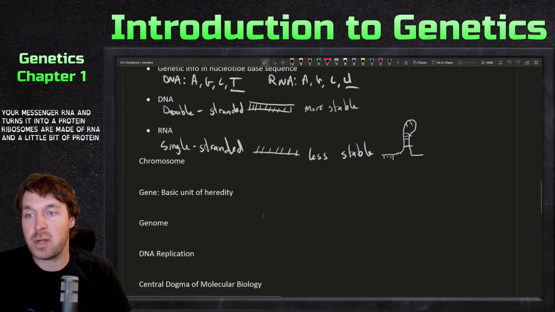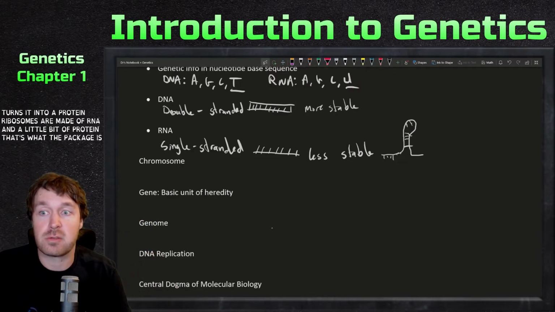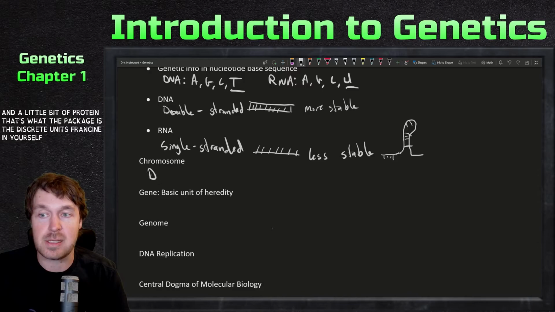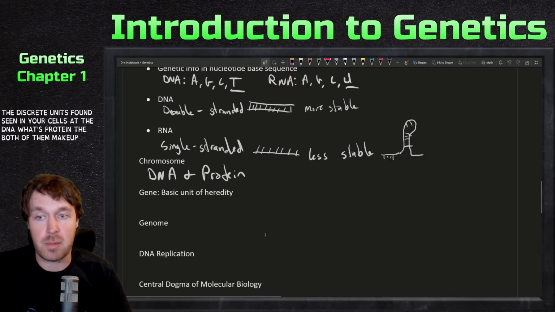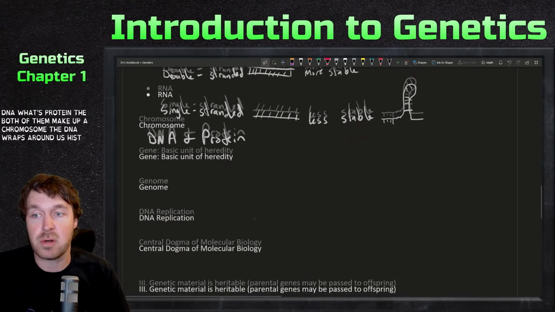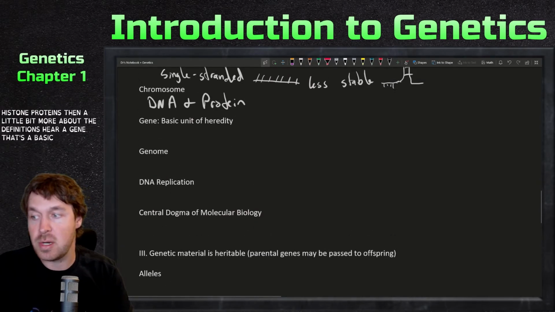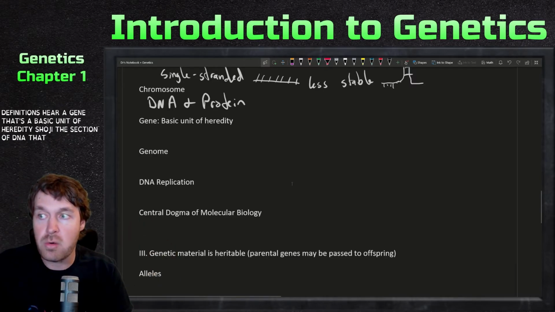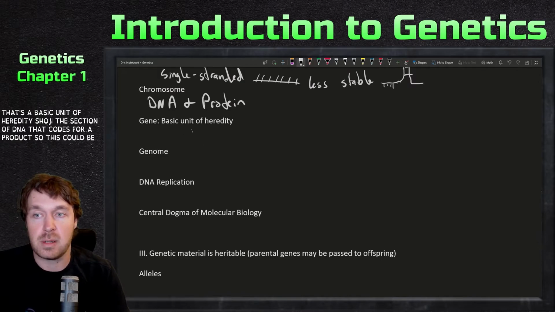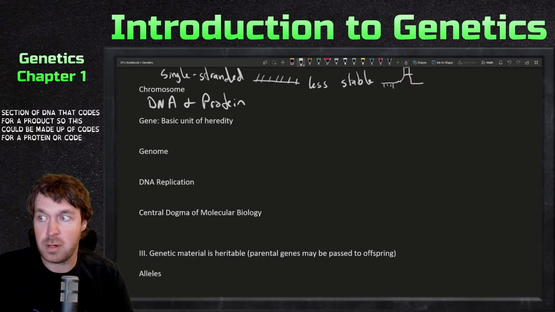Okay, so more on the nucleic acid here. A chromosome, that's what the package is, the discrete units seen in your cells. That's DNA plus protein. So both of them make up a chromosome. The DNA wraps around those histone proteins. Then a little bit more about the definitions here. A gene, that's a basic unit of heredity. So a gene is a section of DNA that codes for a product. So this could be code for a protein or code for RNA.